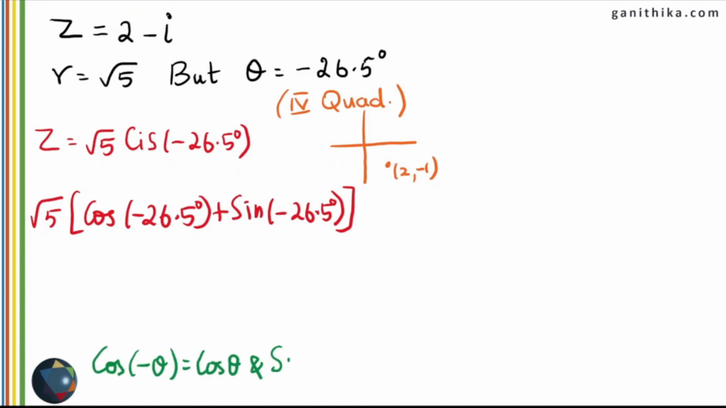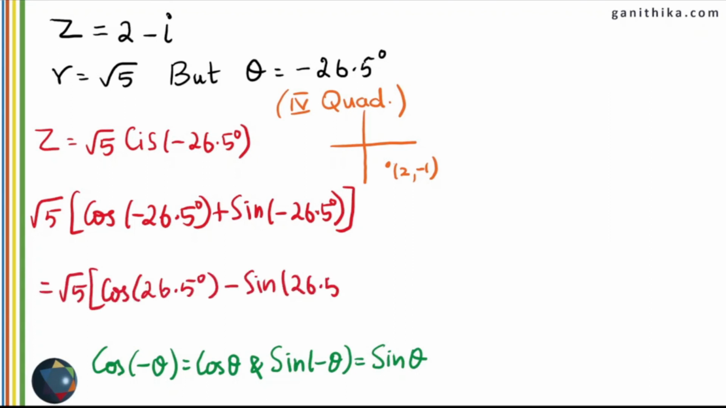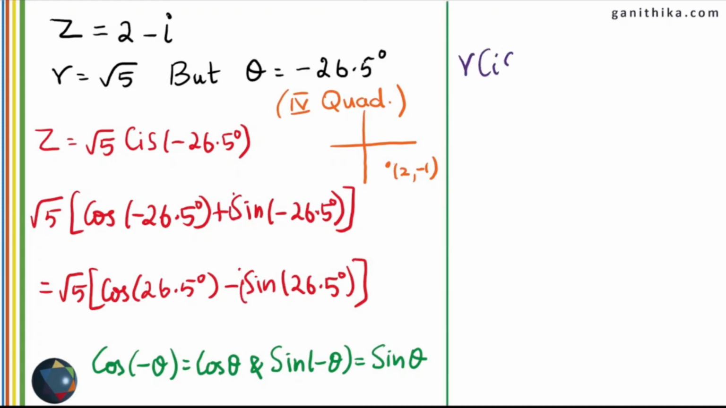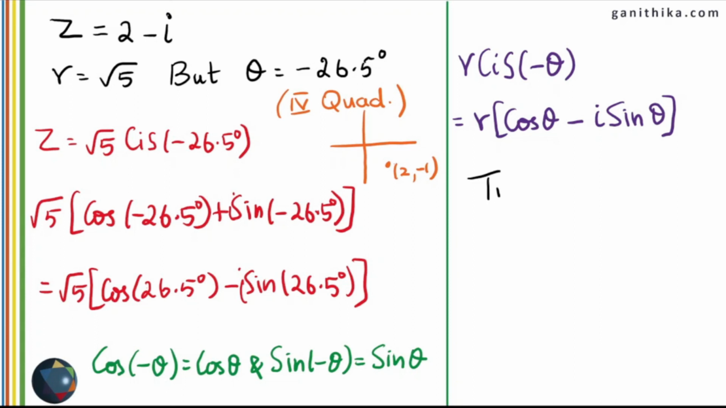We know that cos minus theta is cos theta and sin minus theta is minus sin theta. Therefore, this can be represented as cos 26.5 degrees minus i sin 26.5 degrees. Therefore, you can see that r cis minus theta is nothing but r times cos theta minus i sin theta. So, cos minus theta plus i sin minus theta becomes cos theta minus i sin theta.